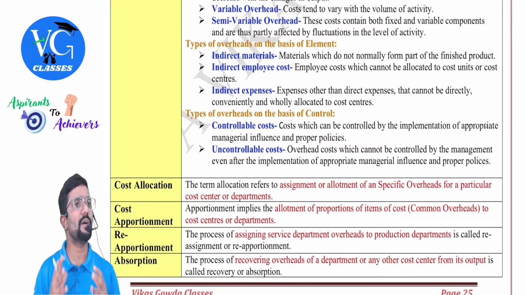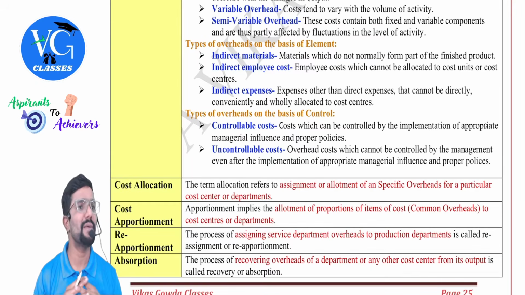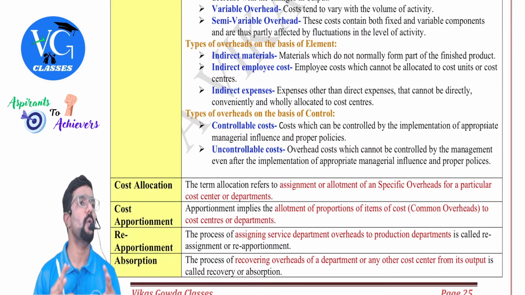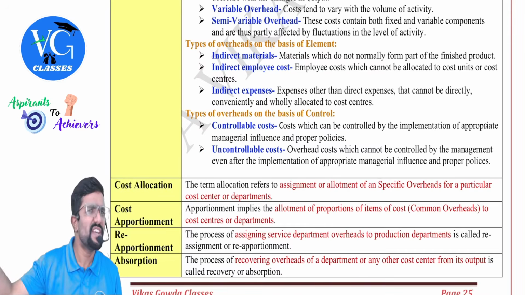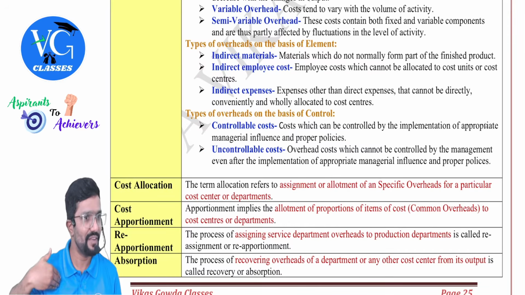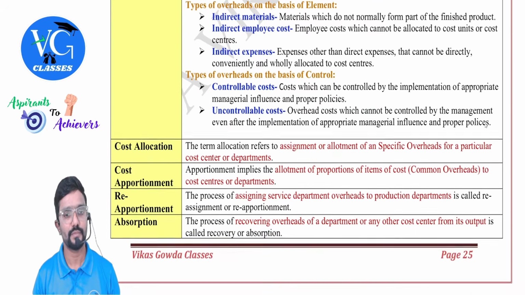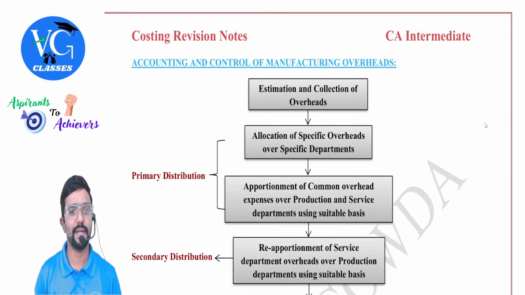Then types of overhead on the basis of control. If management or organization can control the expenditure, then we call it controllable expenditure, maybe variable in nature. Clear? If we cannot control it, then we call it uncontrollable overhead, guys. We cannot control means it is not in my control. For example, rent, whatever we are paying, which is fixed in nature, who will fix it? Will I fix it? No, the owner will fix it.